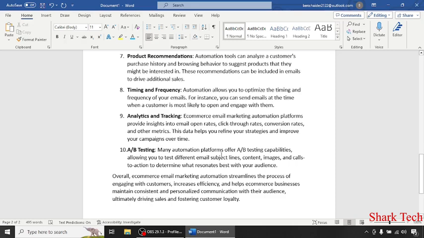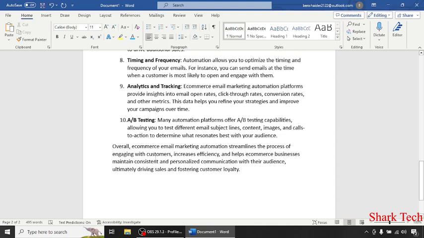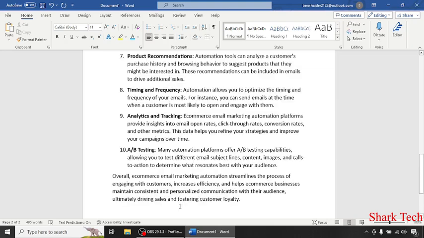So many automation platforms offer A/B testing capabilities, allowing you to test different email subject lines, content, image, and calls to action to determine what resonates best with your audience. So guys, in overall, e-commerce email marketing automation streamlines the process of engaging with customers, increases efficiency, and helps e-commerce businesses maintain consistent and personalized communication with their audience, ultimately driving sales and fostering customer loyalty.